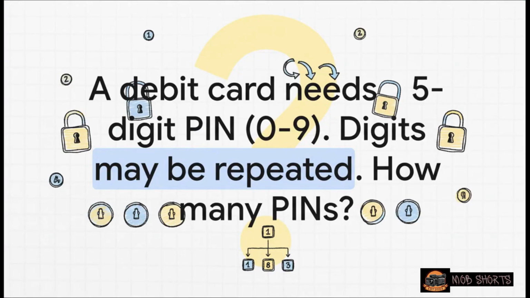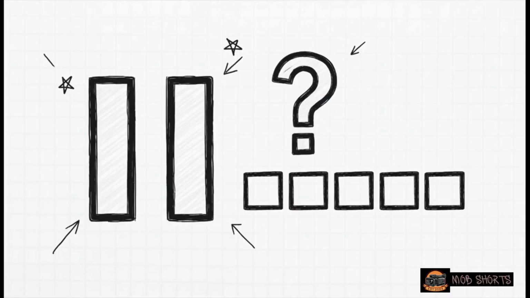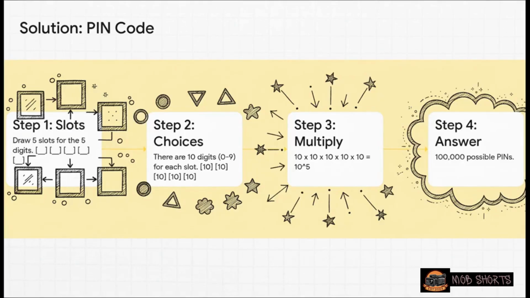All right, here's a classic for you. A debit card needs a 5-digit PIN. You can use digits 0 to 9, and, this is important, the digits can be repeated. The question is, how many possible PINs are there? Right, I want you to actually pause this explainer for a moment and give it a go yourself. Use that slots method. And just a little hint, be very careful when you count how many digits there are from 0 to 9.